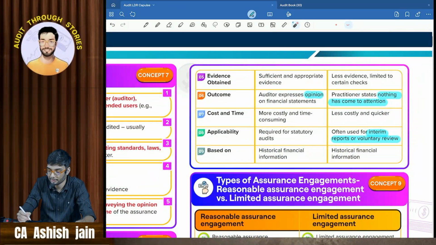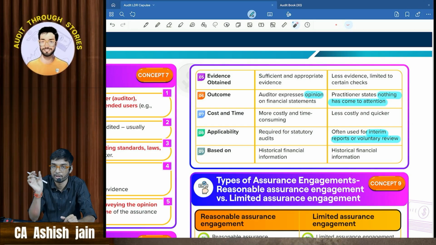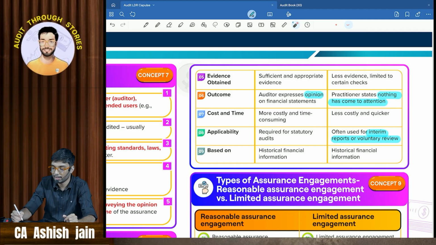Then evidence obtained: sufficient appropriate evidence will be obtained in an audit. Here less evidence will be obtained, since you are doing a review of a 3 months period, a quarterly statement. You are doing a review of 3 months particular financial statements, so you will get only a smaller amount of evidence.